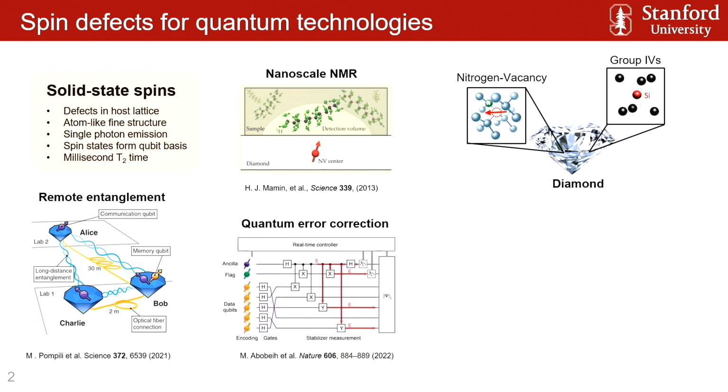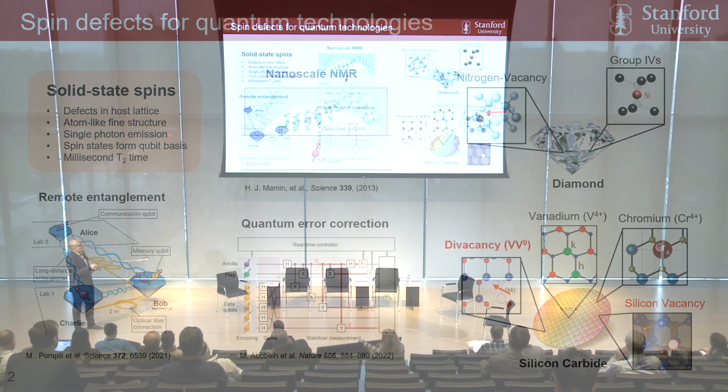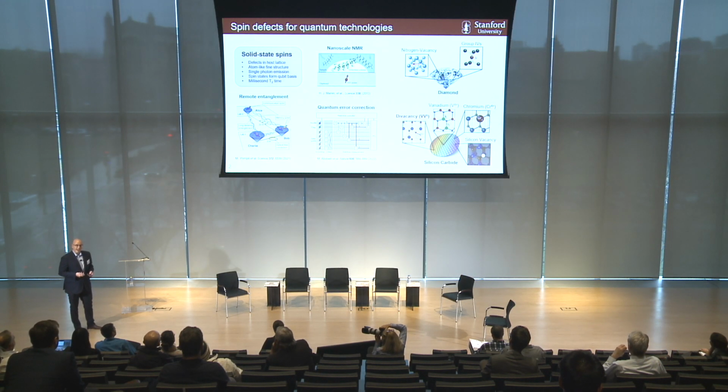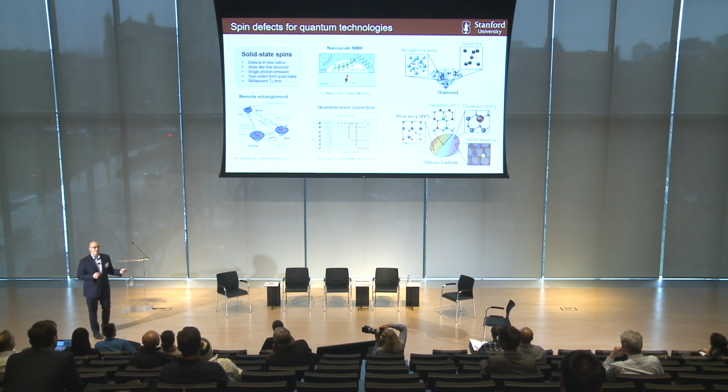Now, if there's one thing I want you to get from this talk, it's that this nitrogen vacancy center in diamond is not unique. Not only are there other qubits in diamond, there are also other spin qubits in different materials. I'll be focusing on silicon carbide, where we have a wide range of different defects that have spin that we can play with as a qubit. In particular, I'll focus on these vacancy-related impurities, including the divacancy, which is simply a missing silicon atom next to a missing carbon atom in this lattice.